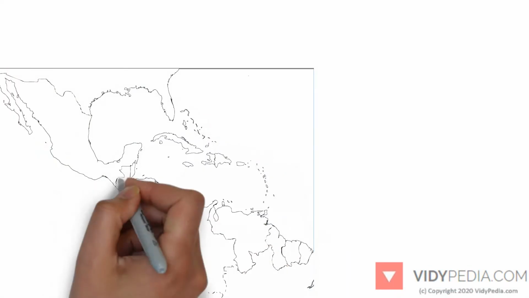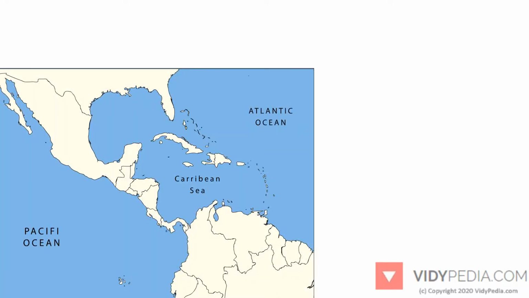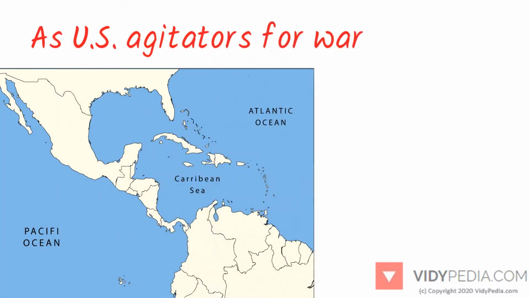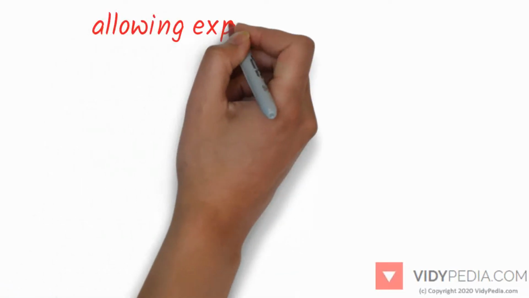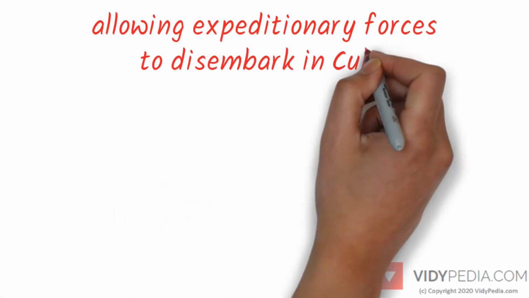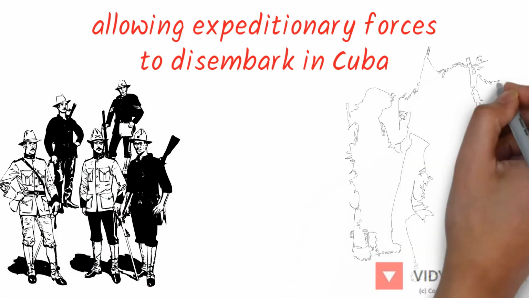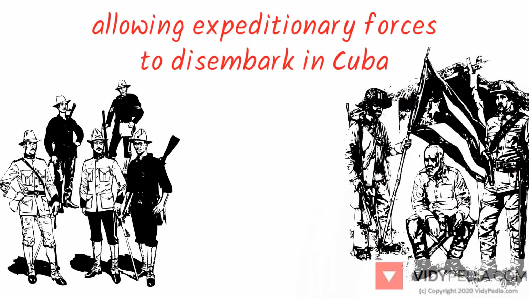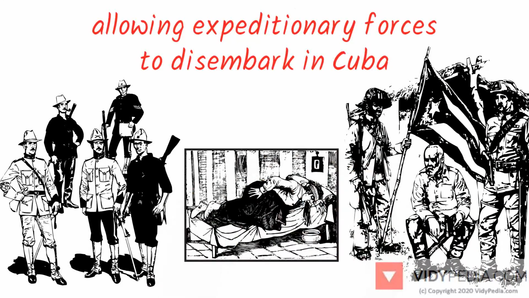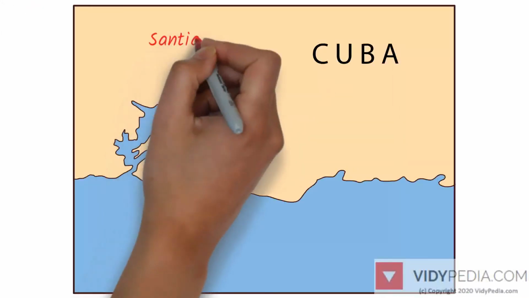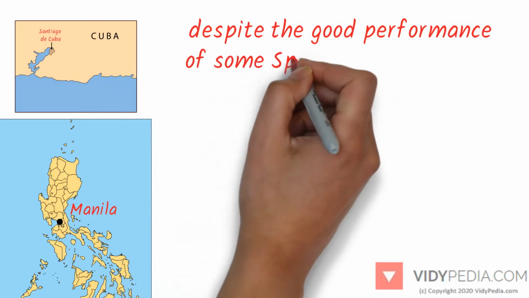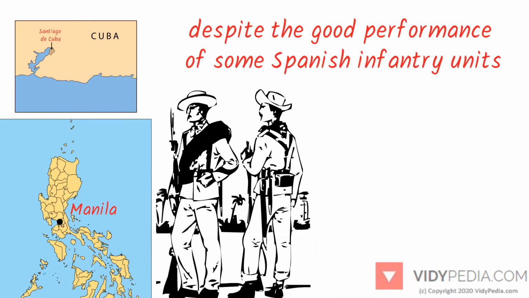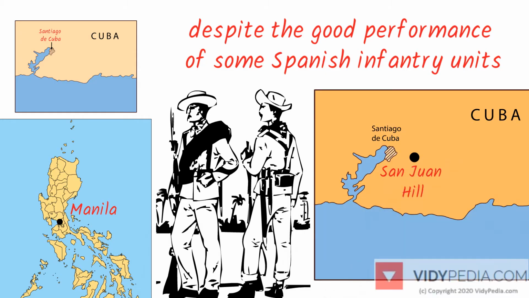The 10-week war was fought in both the Caribbean and the Pacific. As U.S. agitators for war well knew, U.S. naval power would prove decisive, allowing expeditionary forces to disembark in Cuba against a Spanish garrison already facing nationwide Cuban insurgent attacks and further wasted by yellow fever. The invaders obtained Santiago de Cuba and Manila's surrender despite the good performance of some Spanish infantry units and fierce fighting for positions such as San Juan Hill.